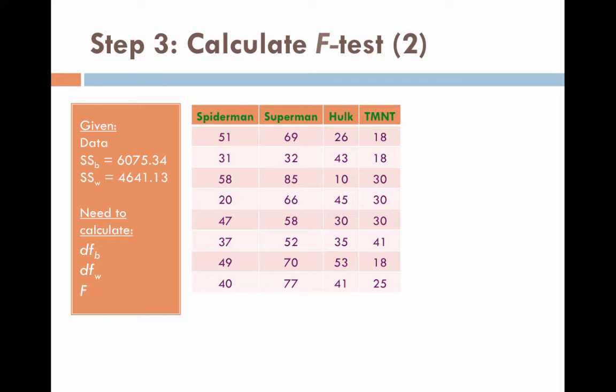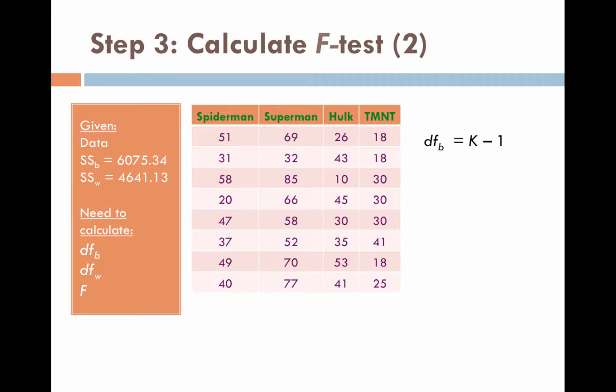What you need to calculate are your degrees of freedom between groups, degrees of freedom within groups, and your actual F-test. So go ahead, pause the video, and try to work through calculating your F statistic given the formula we just covered and the data given here. Once you've worked that through, go ahead and unpause the video and see if you get the right answer. Alright, so let's see how you did.